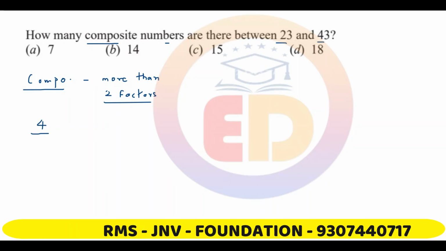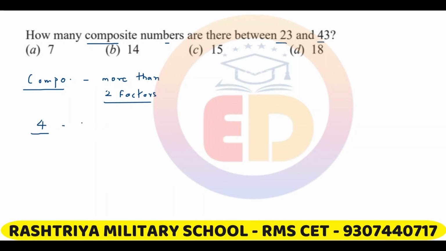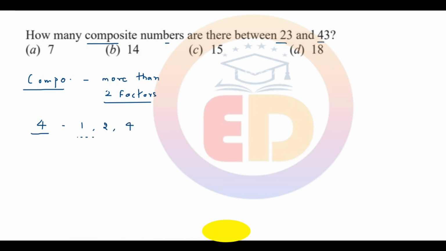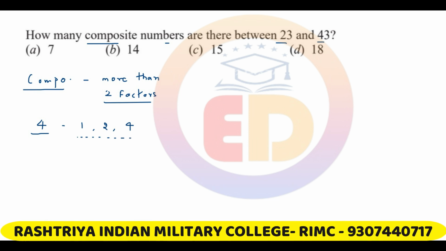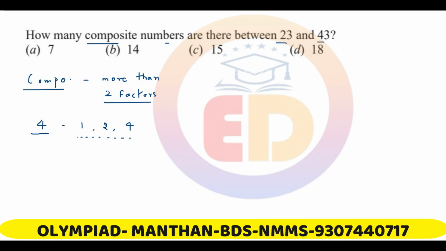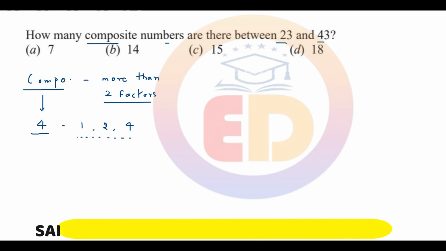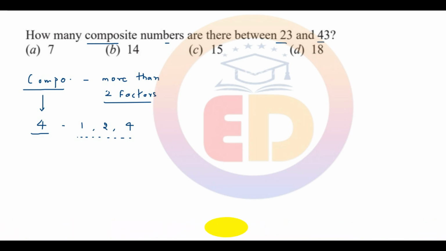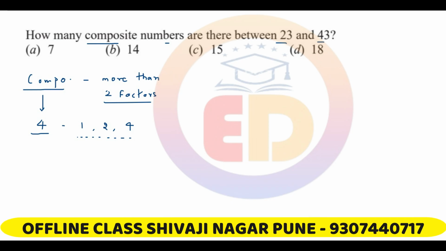And what are the divisors of 4? 1, 2 and 4. So this number has more than 2 divisors or factors. So since it has more than 2 factors, it is a composite number, and 4 is the smallest composite number, the first composite number.